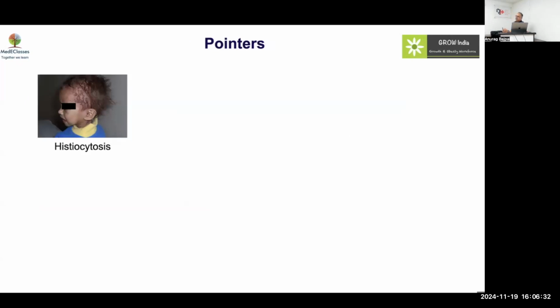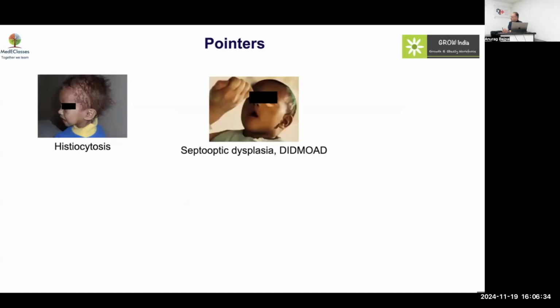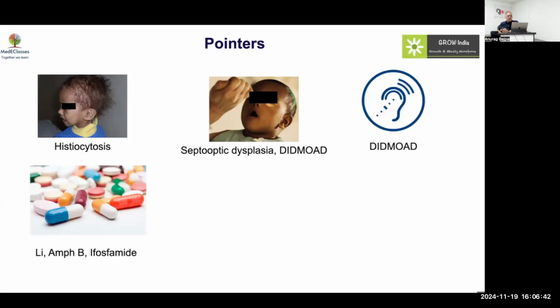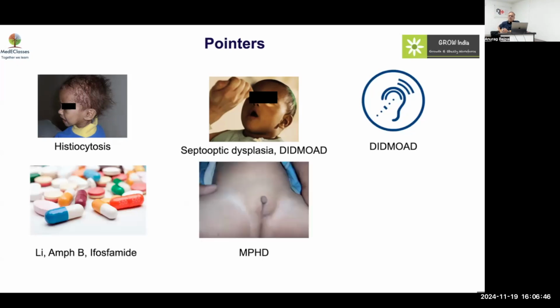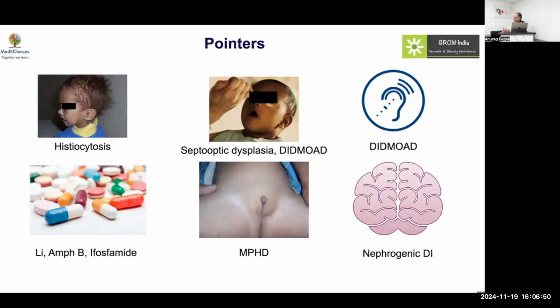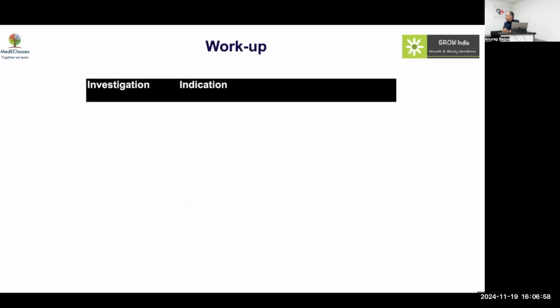Look for rash, seborrhea, ear discharge, think of histiocytosis. Visual complaints, septo-optic dysplasia. Hearing abnormality, diabetes, optic atrophy, DIDMOAD. Drugs: lithium, amphotericin B, ifosfamide. Micropenis, other malformations, MPHD, and of course, calcifications in the brain, developmental delay, think of nephrogenic DI. Look at neurological features, CNS insults, and infection.